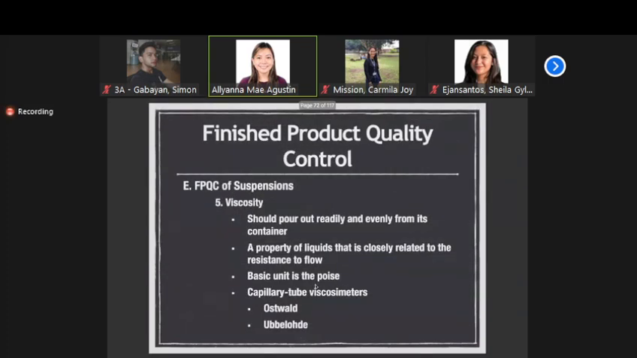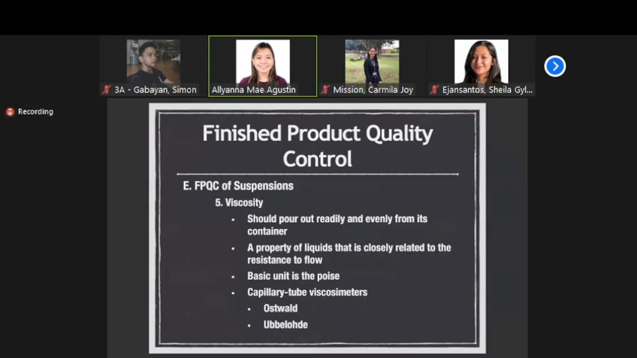Then we have viscosity. So, for your suspension, the viscosity should be optimized so that it is just right, to be readily poured from the container. So, what is our container for suspensions? If you notice, antibiotic suspensions are stored in wide mouth bottles, no? Wide mouth bottles.